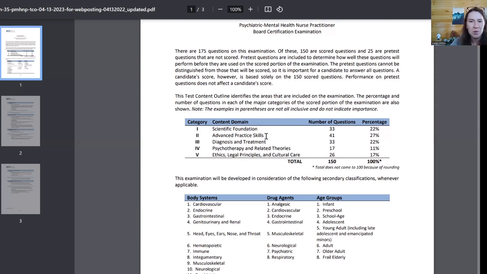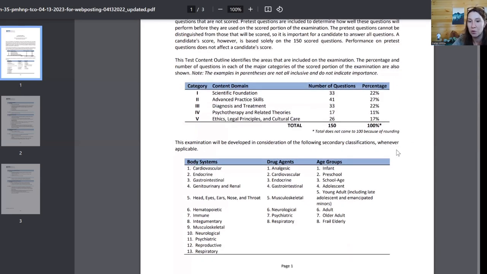Advanced practice skills, which I feel like is probably the part that most of us are strongest in, 41 questions. So that's good because that's usually all of our strength. 27% of our exam. Diagnosis and treatment, 33, so that's 22%. Psychotherapy and related theories, 17 questions, 11%. And your ethics, legal principles, and cultural care, 26 questions, 17% for a total of 100% of your exam.